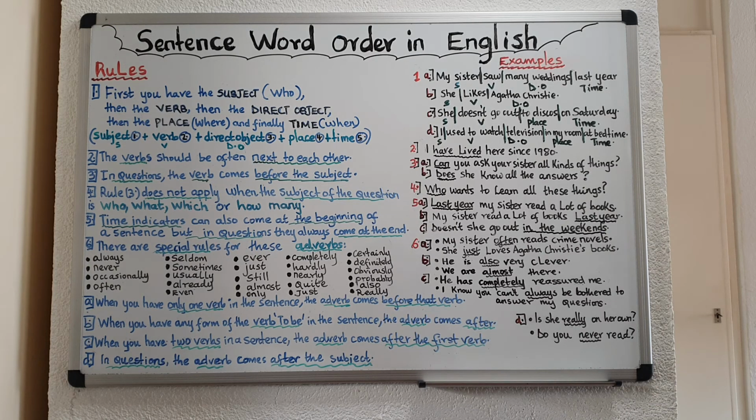Examples 6D. I have two examples there for you. Is she really on her own? Now, in that sentence, you notice that first of all, it is a question. And because of that, the adverb really comes immediately after the subject. And the subject in that sentence is she, because she is a pronoun. Okay? The subject is what the sentence is actually talking about, and it is talking about she. Is she really on her own? The adverb comes after the subject she.